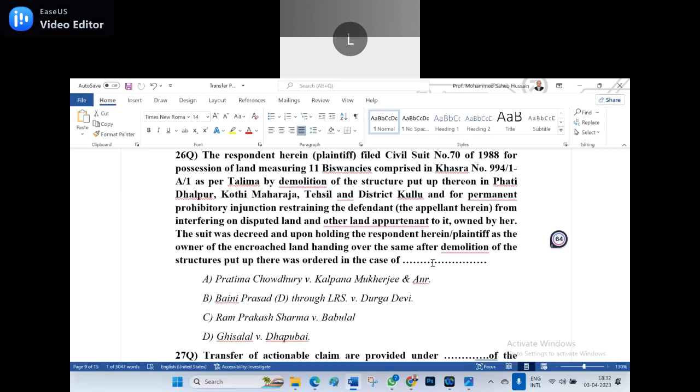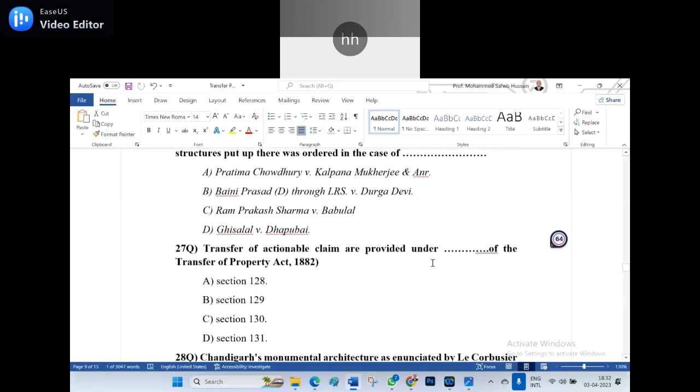The right answer is Baini Prasad deceased through the legal representatives versus Durga Devi. That is the right answer for the above respondent civil suit.